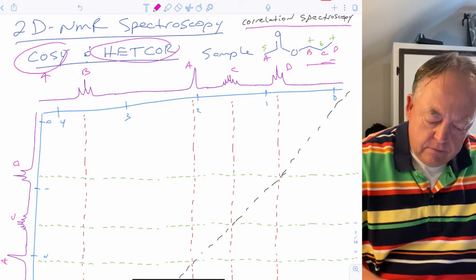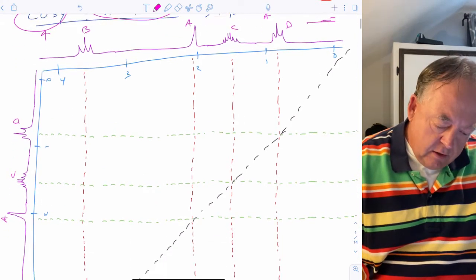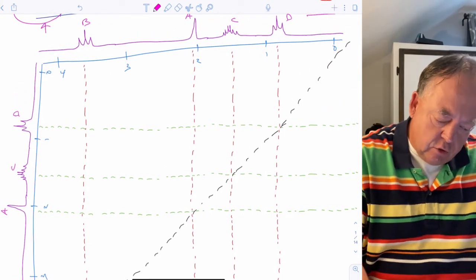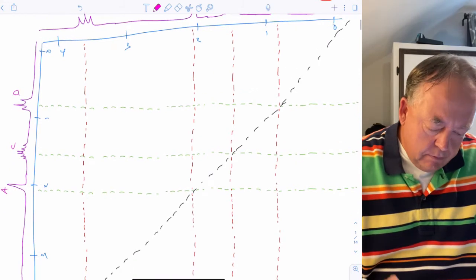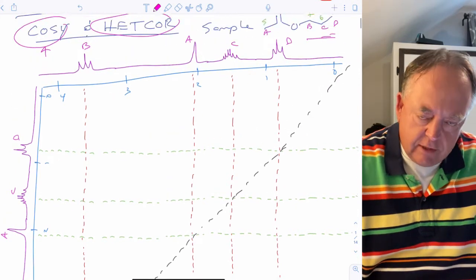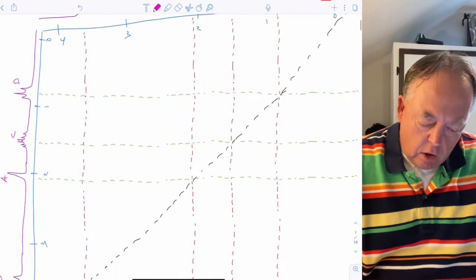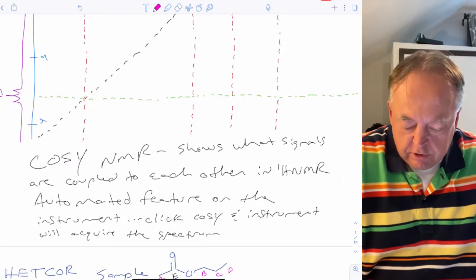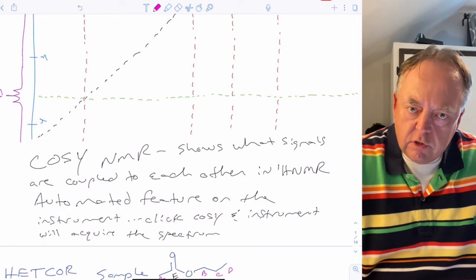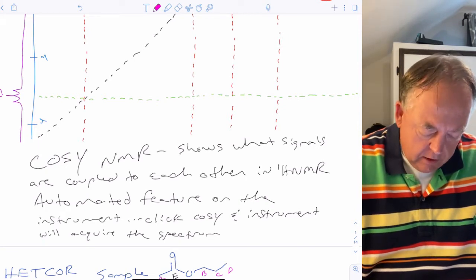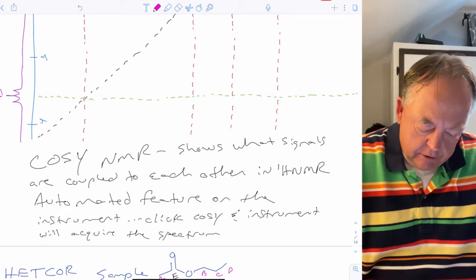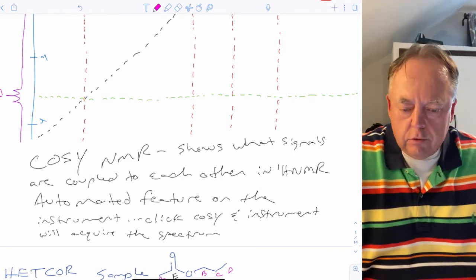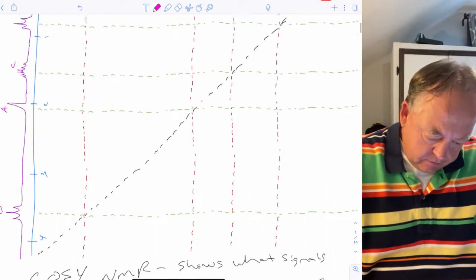So proton NMR, let's say this is the X direction and the Y direction. You basically plot the two spectra against each other. This is all automated on the instrument. What the COSY is going to show you is what signals are coupled to each other in the NMR spectrum. You just click the COSY button and the instrument will go acquire a COSY spectrum for you.